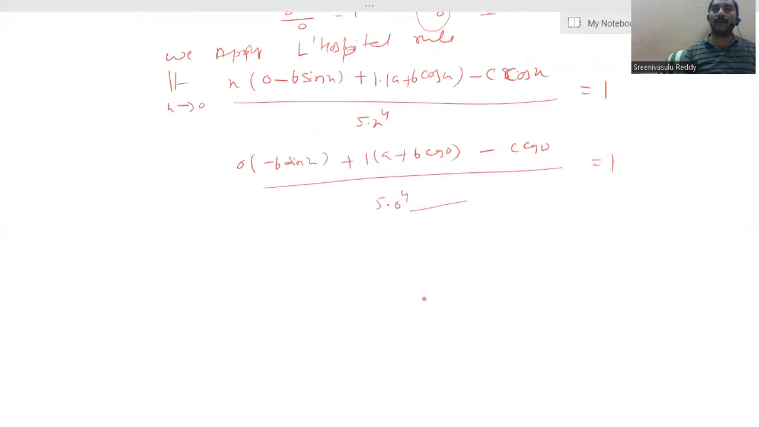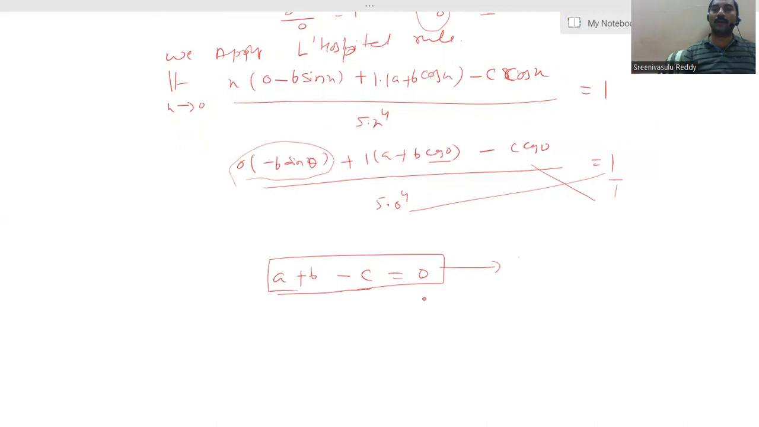Take the cross multiplication. We get minus b sin 0 here. The first term is 0, since 0 into something equals 0, so there's no need to write it down. In the second term, we are left with a plus b in the numerator. Cos 0 means 1, so a plus b into 1 means a plus b. Minus c into cos 0 means c. By cross multiplication we get this expression.